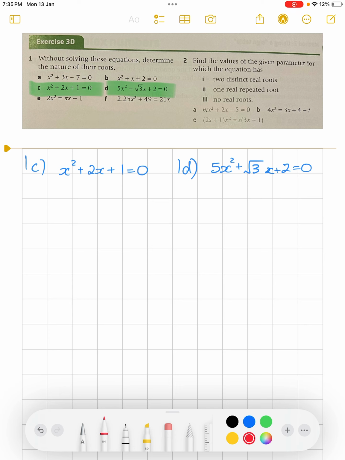Alright, so here we're told A is 1, B is 2, C is 1, and the discriminant is B squared minus 4AC. It's the part under the square root sign. Now let's look at B squared minus 4AC. So 2 squared minus 4 times 1 times 1. So 4 minus 4, we get a 0 value.